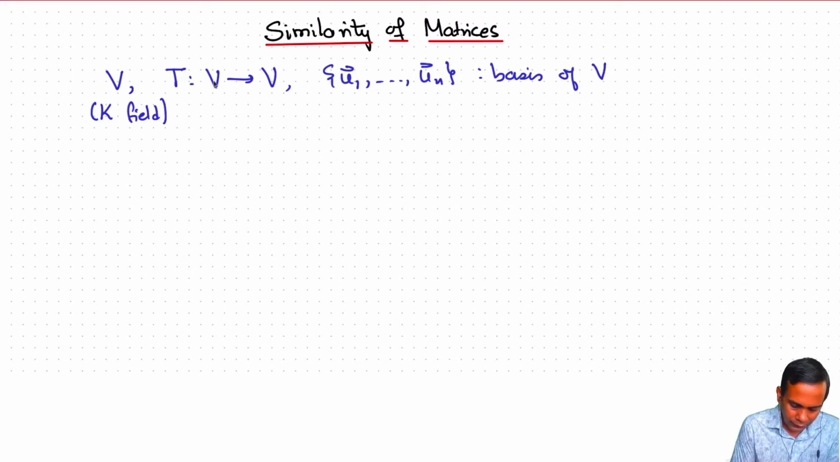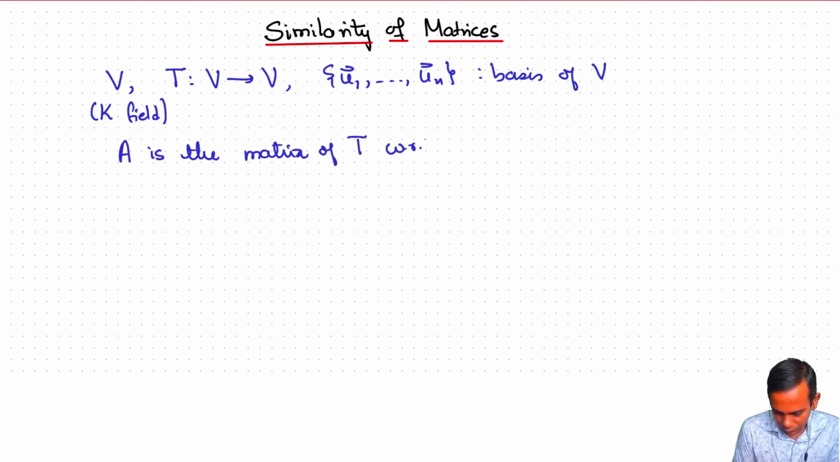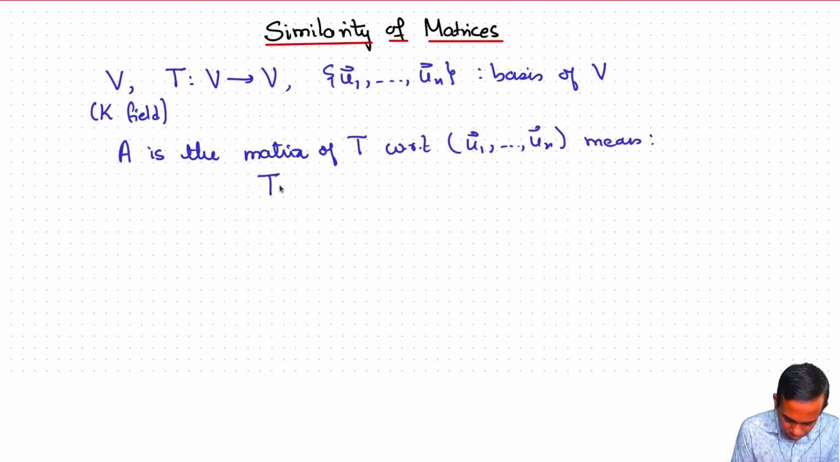Then we can write down the matrix of T with respect to this basis u1, u2, un. So if A is the matrix of T with respect to u1, u2, un, this means that the expansion of T uj is given by the summation of Aij ui, i goes from 1 to n.